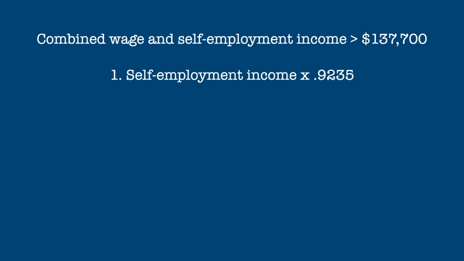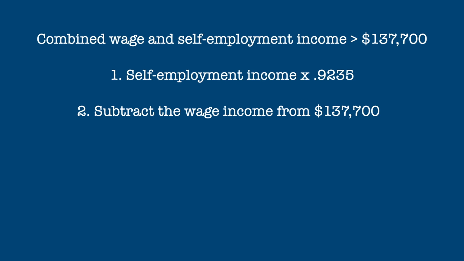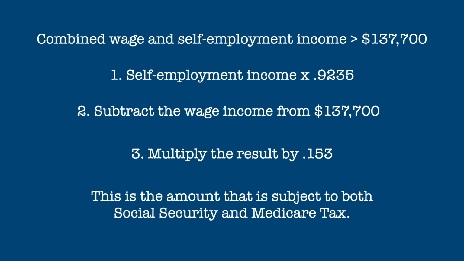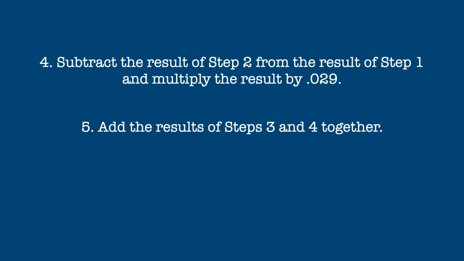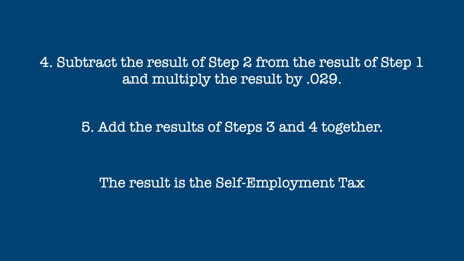Step 1. Multiply the income subject to the tax by 0.9235. Step 2. Subtract your wage income from $137,700. Step 3. Multiply the result by 0.153. This is the amount that is subject to both Social Security and Medicare tax. Step 4. You then subtract the result from Step 2 from the result from Step 1. The difference is multiplied by 0.029. Step 5. Add the results of both Step 3 and 4 together. This is the self-employment tax.